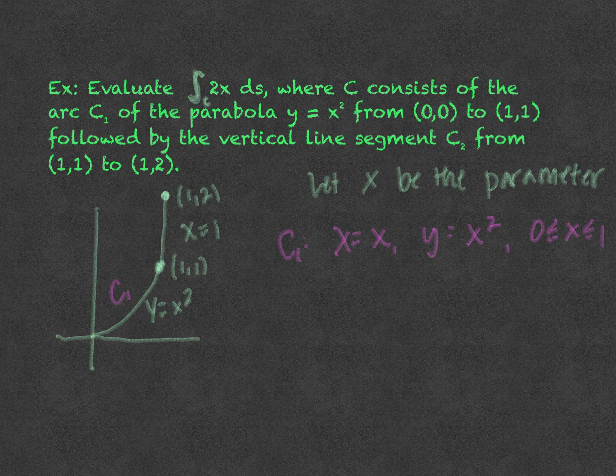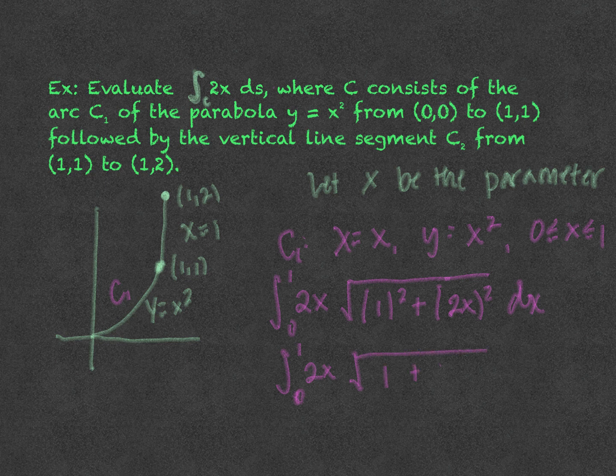So let's go ahead and do that part, and we're going to integrate. We have 2x, so that stays 2x, and we have the square root of the derivative of x with respect to x, which is 1 squared, plus the derivative of y with respect to x, which is 2x, quantity squared, and we're integrating with respect to x from 0 to 1. So we have the integral of 2x from 0 to 1, and we have the square root of 1 plus 4x squared dx.